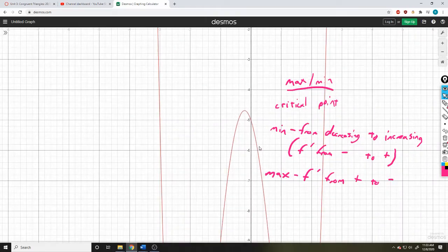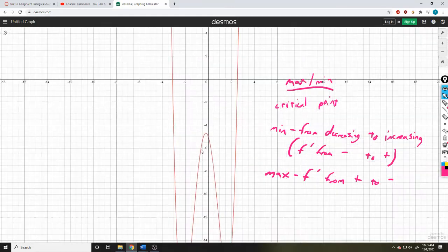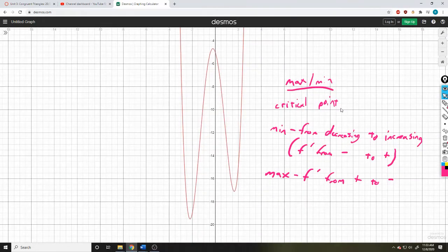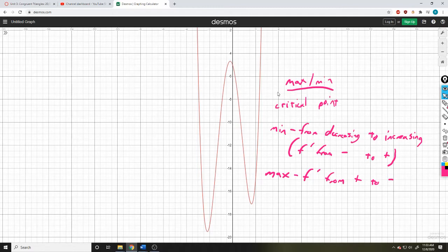So what is happening is that, in general, I find my critical points. This will be step 1. We're going to find our critical points. And then step 2, we're going to figure out whether those critical points is a minimum or a maximum, or it could be neither. Neither means that f prime does not change sign.